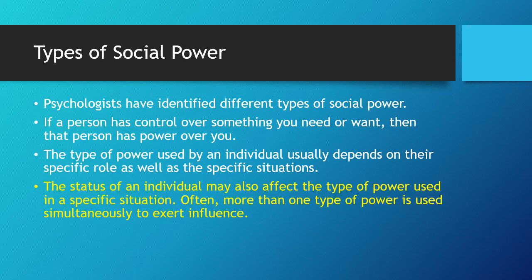Types of social power. Psychologists have identified different types of social power. If a person has control over something you need or want, then that person has power over you. The type of power used by an individual usually depends on their specific role as well as specific situations. The status of an individual may also affect the type of power used in a specific situation. Often more than one type of power is used simultaneously to exert influence.